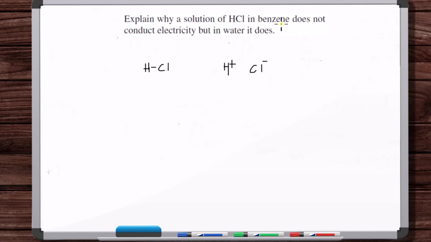Well, benzene is non-polar. Like how water is polar, benzene is non-polar. So it's the polar aspect of water that allows it to break up ionic compounds or these polar compounds like HCl. So in benzene, it's going to be surrounded by benzene molecules in this HCl form. So it doesn't conduct electricity. There's no ions, even though it dissolves in benzene.